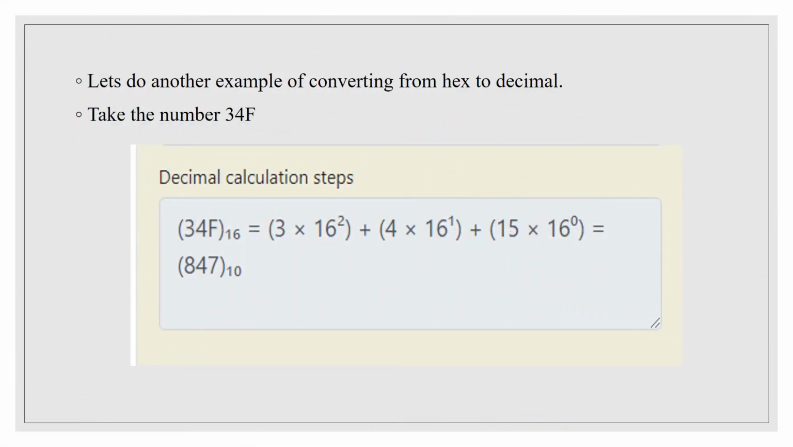Example of converting from hexadecimal to decimal. Take the number 34F, where F is equal to 15. Now we will multiply all the digits present in this bracket with the base 16 like this, giving power to all brackets from the right hand side. And after solving we will get this number having a base 10, that is decimal. Here is how it is converted, hexadecimal to decimal.